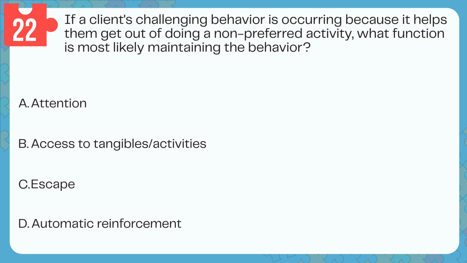Question 22. If a client's challenging behavior is occurring because it helps them get out of doing a non-preferred activity, what function is most likely maintaining the behavior? A. Attention. B. Access to tangibles/activities. C. Escape. D. Automatic reinforcement.